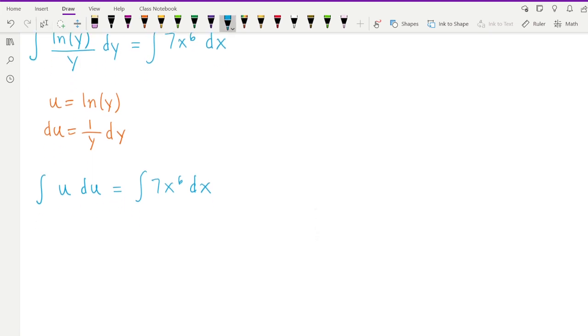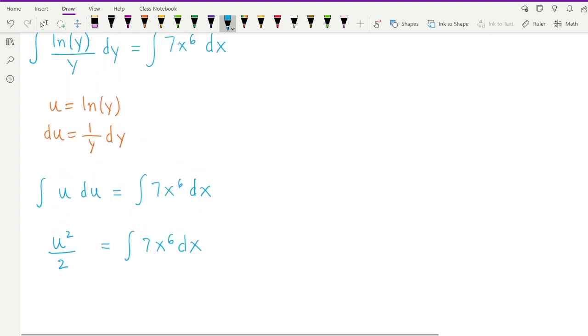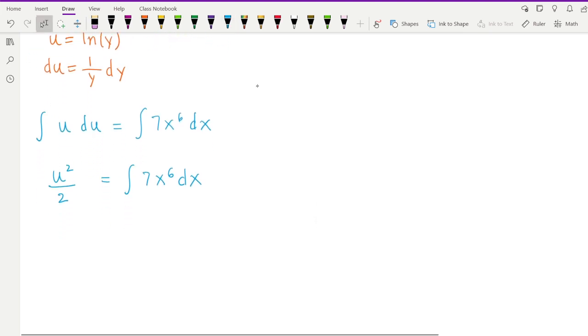And so what is the antiderivative of u? It would be u squared over 2. And we'll leave the plus c for the other side. But then we have to return to our y variable, right? We don't want u. And so what did u represent? It was ln of y. And so our antiderivative on the left-hand side is ln of y squared divided by 2.